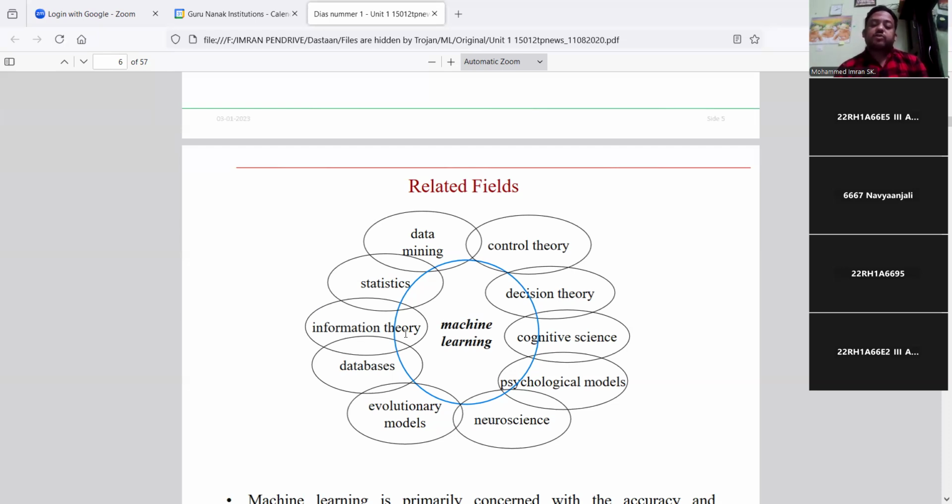Next, evolutionary models, because the way the system or the complete project has to be developed will be in the form of evolutionary models. Next you have neuroscience and psychological models. So these are also all related fields in machine learning.